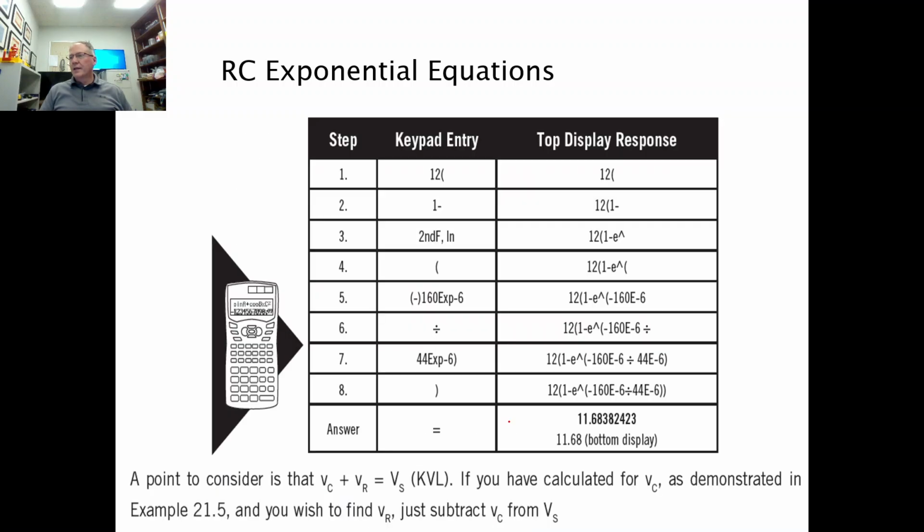All right? So here are the steps that you need to use on your calculator. On that Sharp calculator, you take 12, parentheses, 1 minus, second inverse, and then you do e to the negative 160 exponent negative 6 divided by 44 exponent negative 6, end of brackets, equals, and you get 11.68 volts.